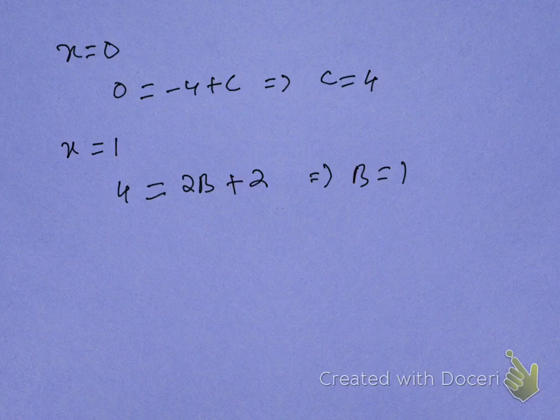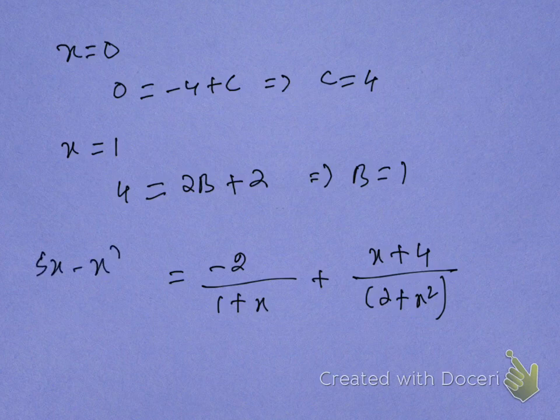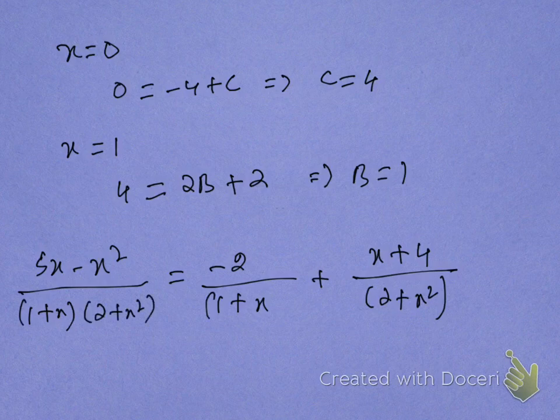Now substitute the values of a, b and c into the equation number 1. So we have minus 2 over (1 plus x), plus (4 plus x) over (2 plus x) whole square. On left side we have (5x minus x square) over (1 plus x)(2 plus x square). That's the final answer of this partial fraction.